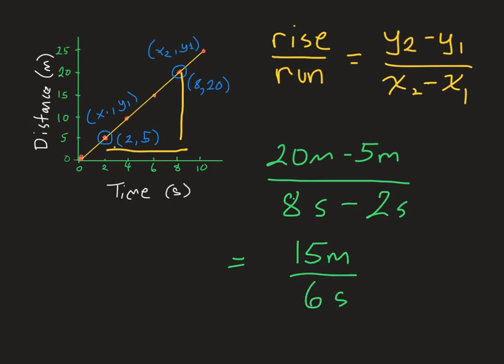This is why I wanted to show you guys the units. Remember I said that the slope tells us the speed? Look at this. I'm using meters per second. That is speed, right? I'm going meters over seconds. I still need to do this math though. And when I go 15 divided by 6, what I'm going to get is 2.5 meters per second. That's going to be my final answer.